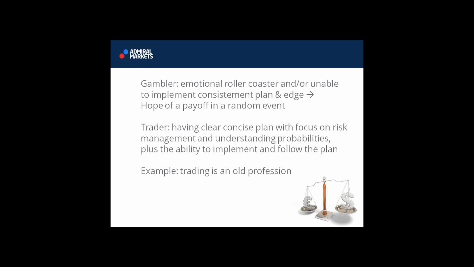And they're not looking at implementing a consistent plan or an edge. They just hope to get a payoff in a random event. The trader, in fact, has a clear, concise plan with a focus on risk management and understanding probabilities and where their edge lies. So they're focusing on those two things: where is their probability edge and where is risk management? And they have a plan to tackle that. And this is important, because having a plan is one thing, but they also have the ability to implement and follow that plan. So it's demanding to get to that trader stage, but these are the important things.